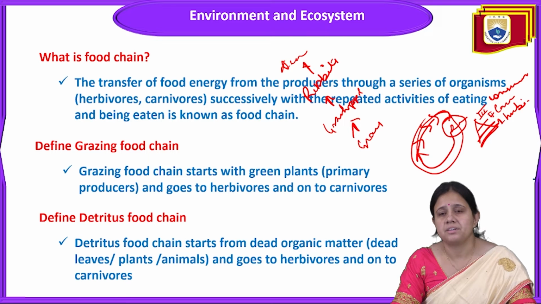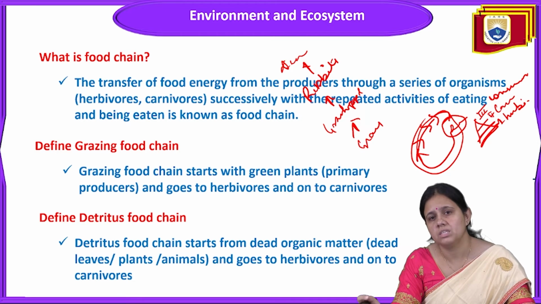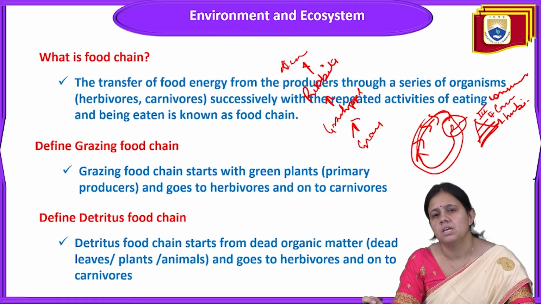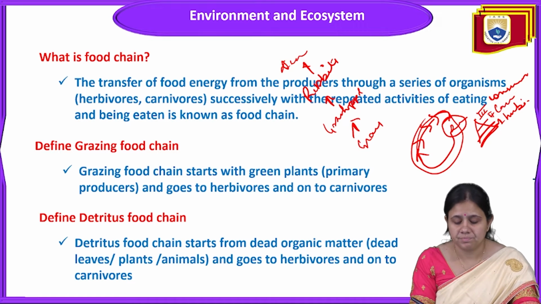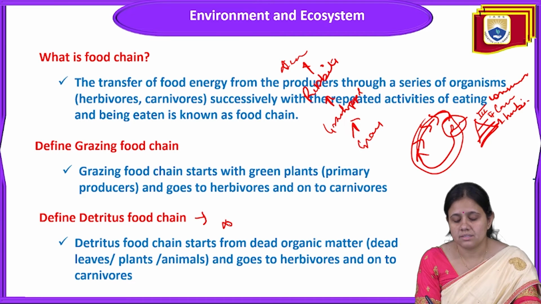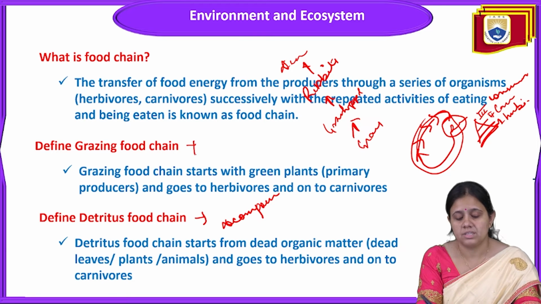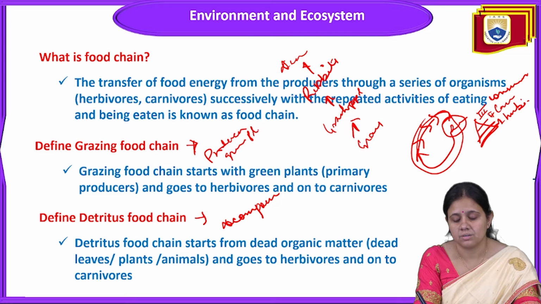And next is the detritus food chain. The detritus food chain starts from dead organic matter, like dead leaves, dead plants or dead animals, and goes to the herbivores and then again to the carnivores. So this starts with the decomposers. This food chain starts with a decomposer, and the grazing food chain starts with a producer, a green plant.